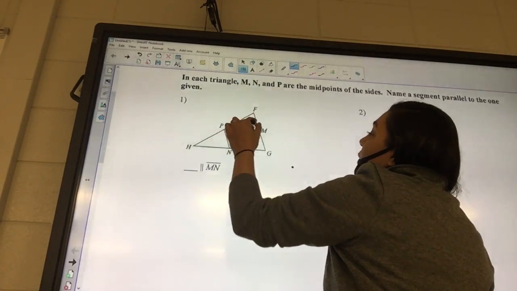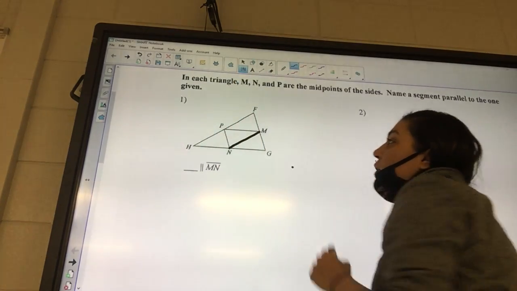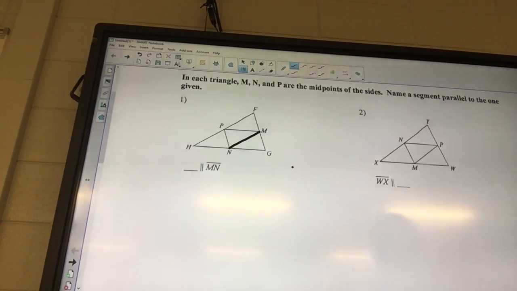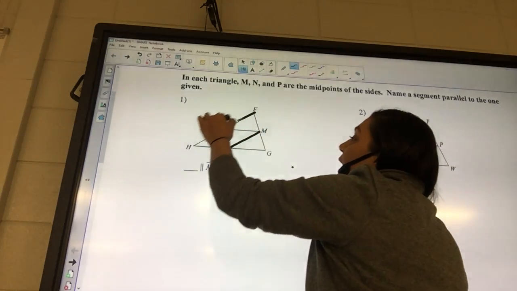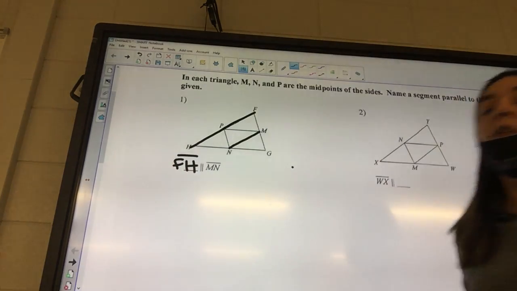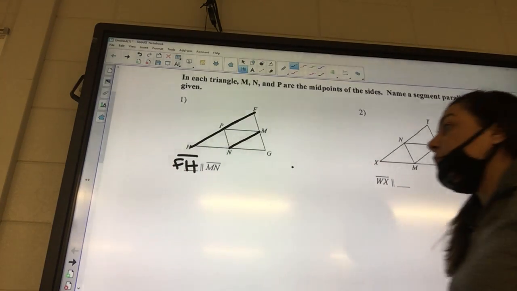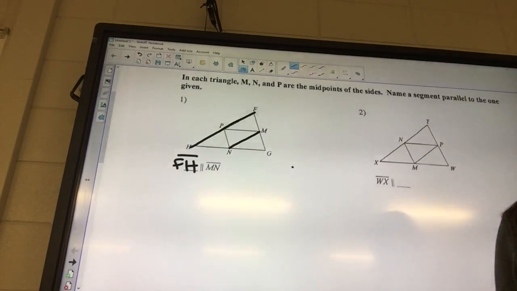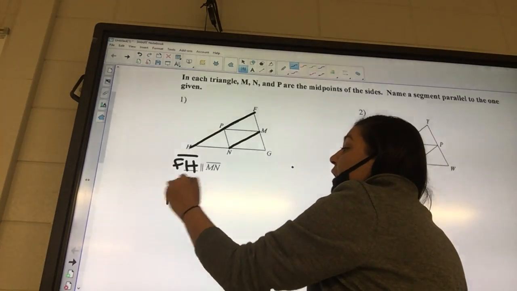Okay, this first one, so we've got MN, and we need to find a parallel segment. Okay, it's going to be FH. Make sure you put the segment bar above. Does it matter what letter we put first? No, so FH, or you could say HF.